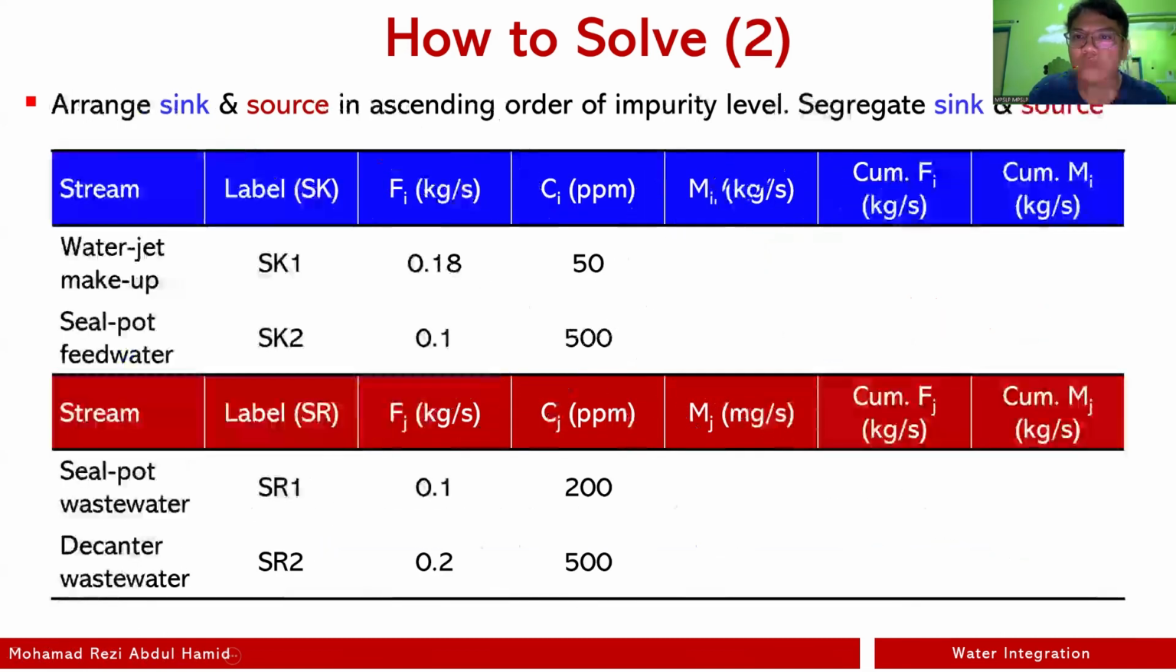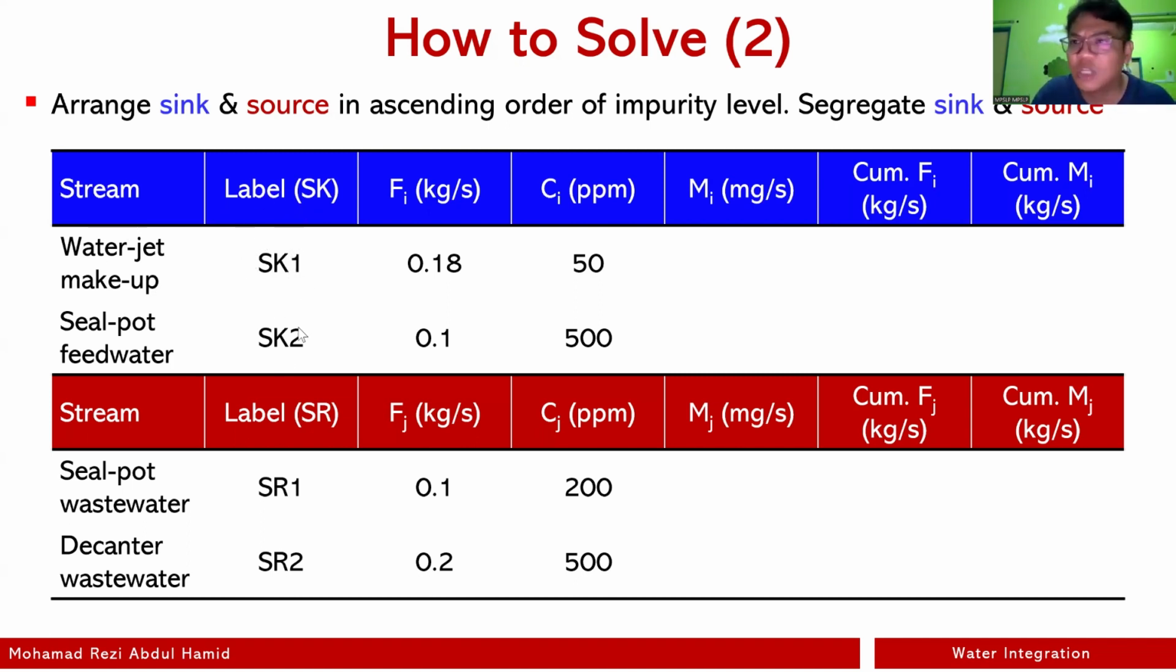All right, the next step, the second step, is basically you need to arrange your sinks and sources in ascending order of impurity level, and then you need to segregate the sinks and sources. I think the simplest way to do this is just to create this table. You have a 7-column table. I don't know whether you can see it. The first column here is the stream name. The second one is your designation. Is it a source or sink?